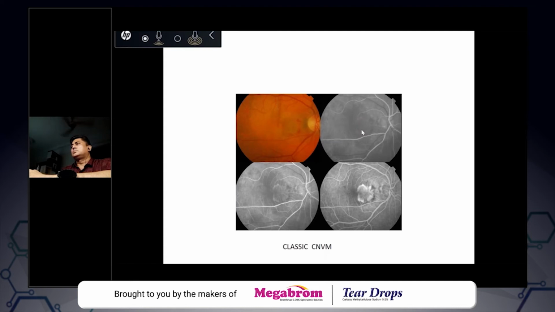You can see a lacy filling. This is in the early phase. As the angiogram proceeds, now the early arteriovenous phase, it becomes more prominent. In the late phase of the angiogram, you see the dye, there is leakage and the margins become fuzzy.